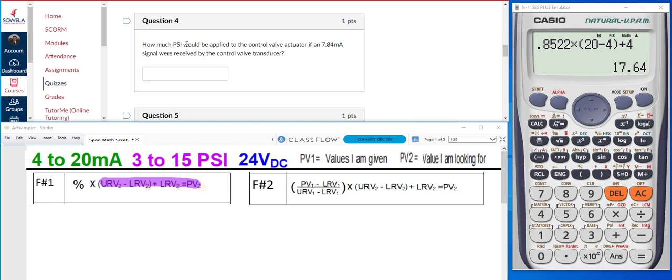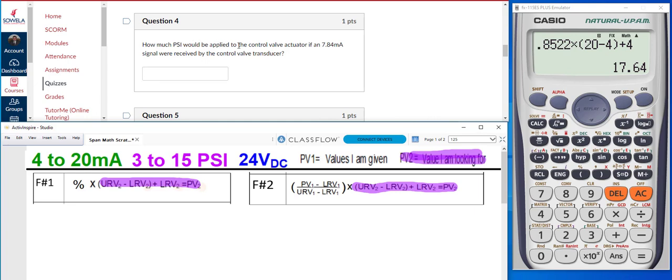Okay, number 4, how much PSI would be applied? So right now I know that I'm looking for PSI. I'm not given a percentage, so I'm going to be using formula number 2. And I'm looking for PSI. So I know that my number 2 values, the numbers to the right of my multiplication sign, is what I'm looking for. I'm looking for a PSI.